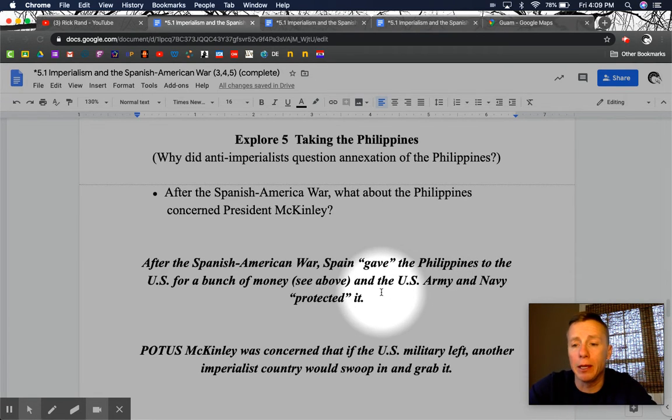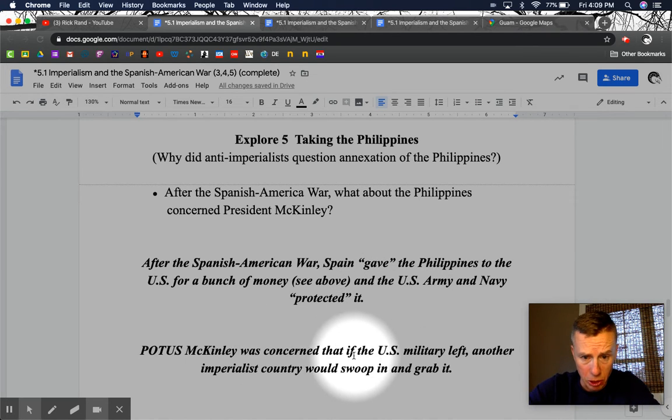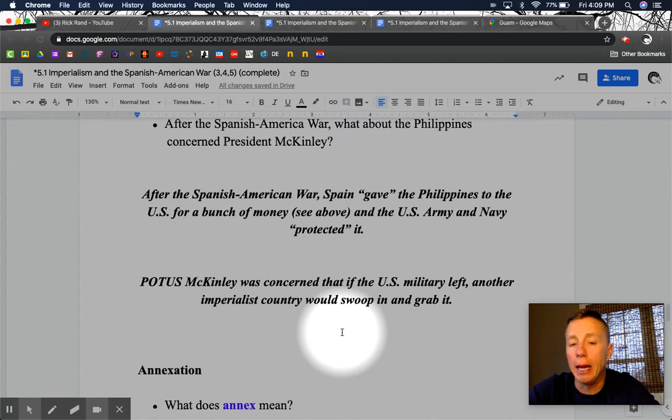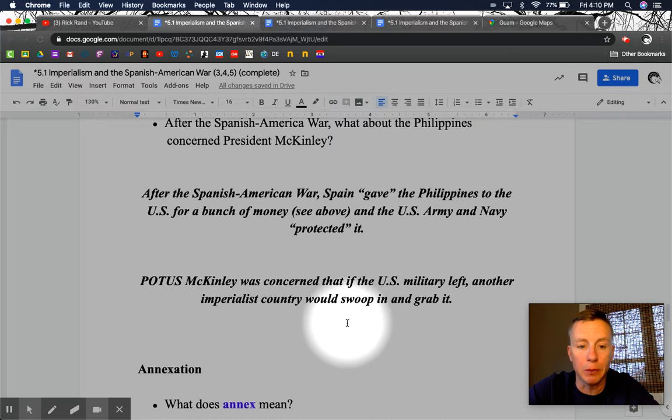Remember, Roosevelt took over from McKinley when McKinley was assassinated. He was concerned that if the U.S. military left, another imperialist country, name a European country, would swoop in and grab it. All right. So we annexed it. It's usually used to describe one territory, the United States gaining control of another, like the Philippines or Hawaii. This often didn't happen peacefully.